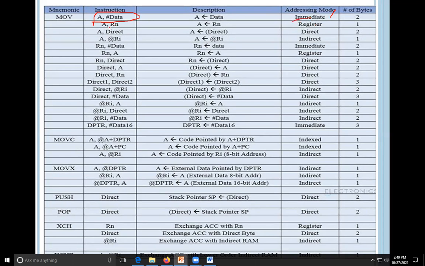Then again, we are discussing MOV A, Rn. What is the data? You have to transfer Rn to A. Rn contains a value, and you have to transfer this Rn value to the accumulator. This is a register, the register addressing mode.